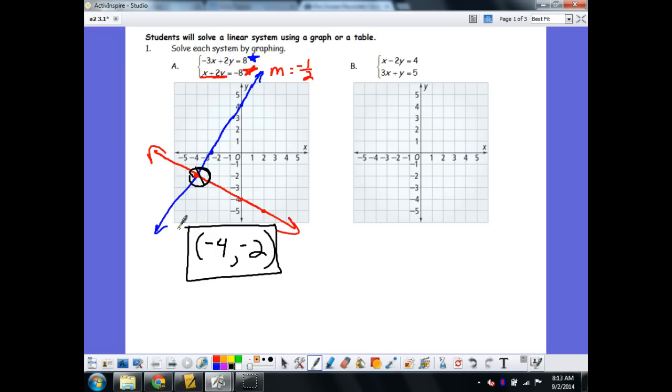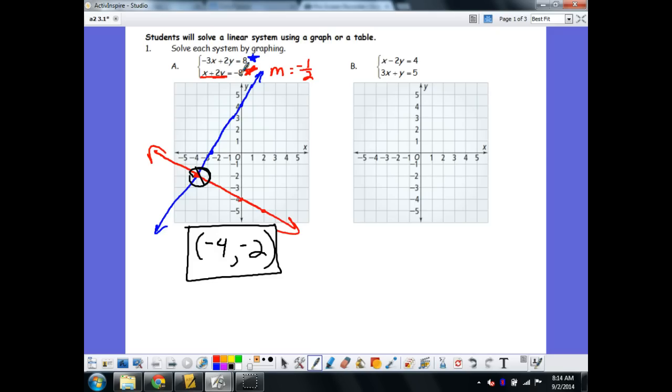You can do a quick check by plugging negative 4 in for x and negative 2 in for y. In this case, we have negative 3 times negative 4 is 12, plus 2 times negative 2, which is negative 4. 12 plus negative 4 is, in fact, 8, so it's true for that line. And in this case, negative 4 for x, 2 times negative 2 is negative 4. Negative 4 plus negative 4 is, in fact, negative 8. So that is, in fact, the correct solution.